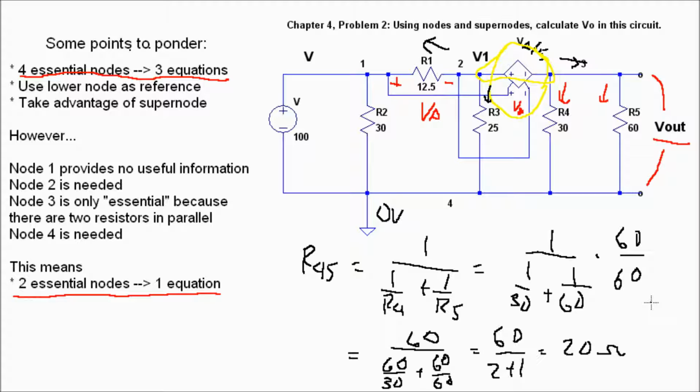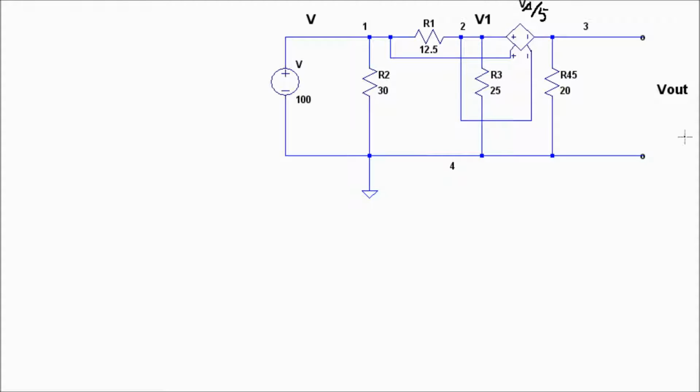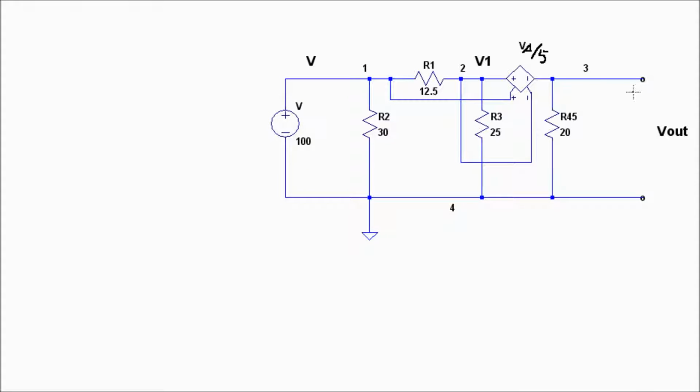Alright, so now we're going to redraw the circuit. Here is the circuit redrawn right here. As you can see, we've got all the same things in here. This is our V1, this is our V, this is our V out. Here is our supernode. We can draw that one more time. So here's going to be our supernode right here.